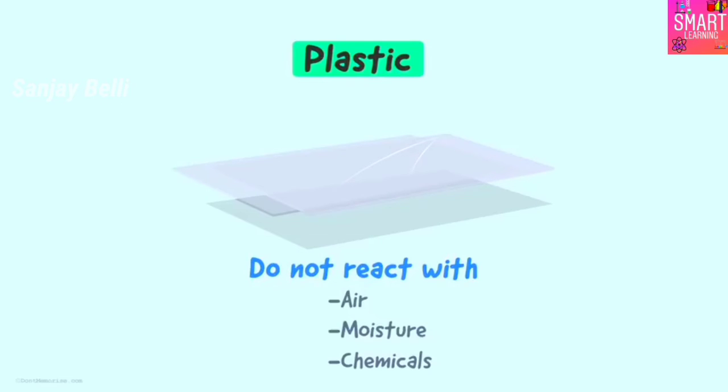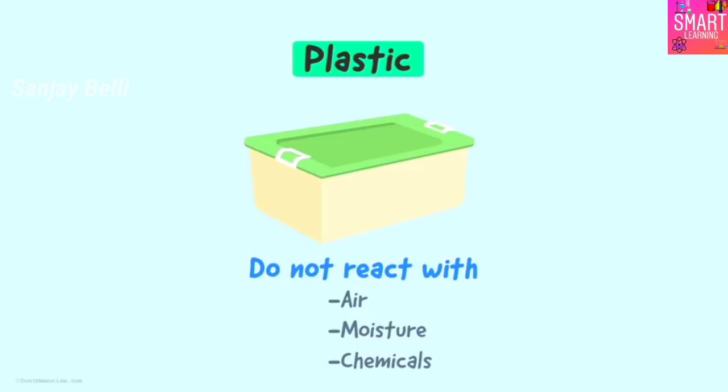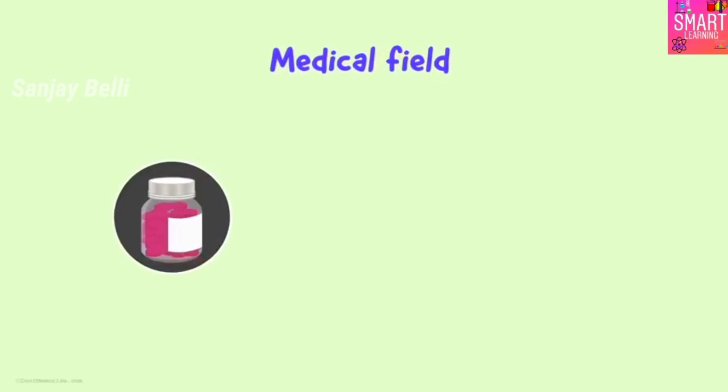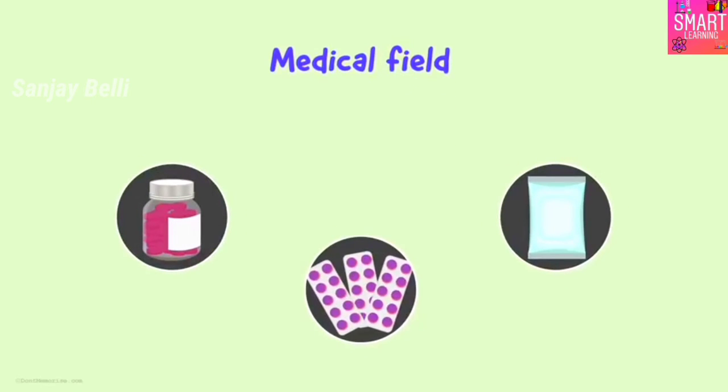And where can this property be applied? Yes, airtight containers can be made to store food or liquid items. Thus, this property helps us to protect them. And there are other important applications of plastics. Yes, in the medical field, because they do not react easily with chemicals and are non-corrosive in nature. Bottles, sachets, and strips of plastic can be used to store medicines.